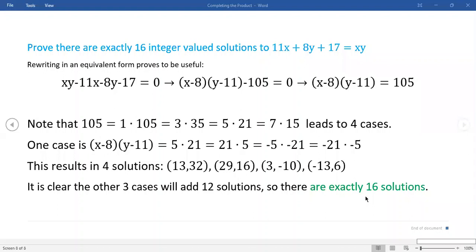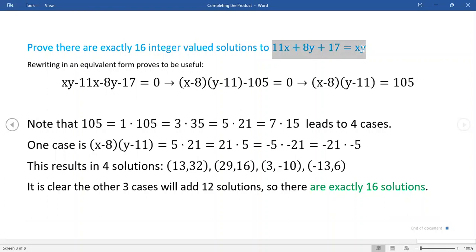All righty, folks, we have another one of these interesting problems where we're supposed to count the number of integer solutions. Now, they give you a big hint here. They're telling you that there are 16 integer valued solutions. It doesn't necessarily say to find them, but it says to verify there are exactly 16 of them, okay?